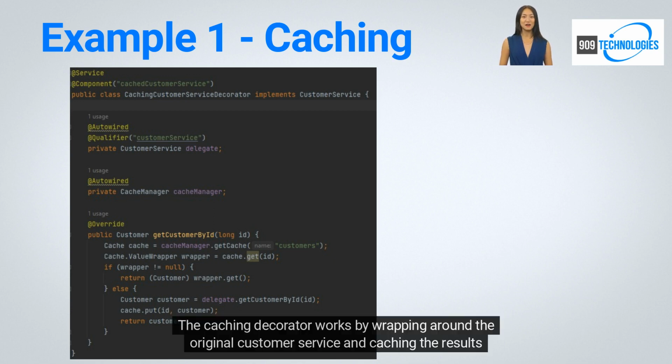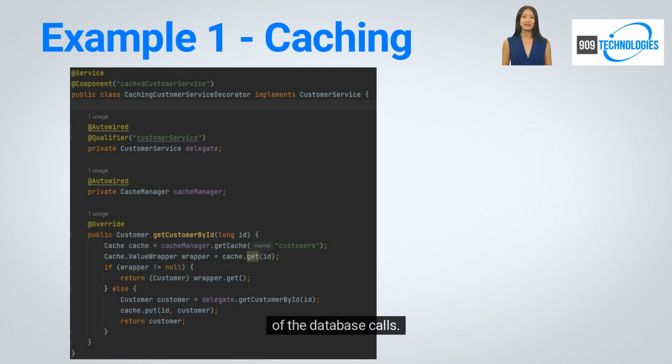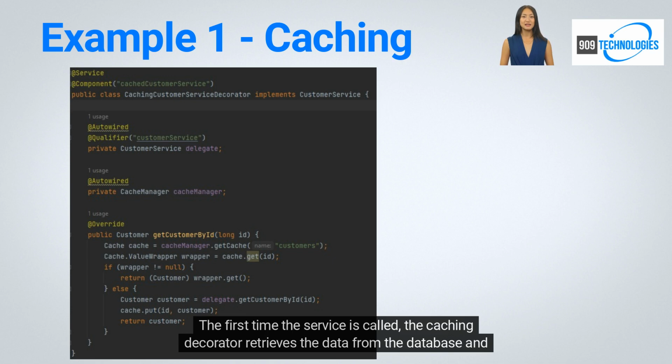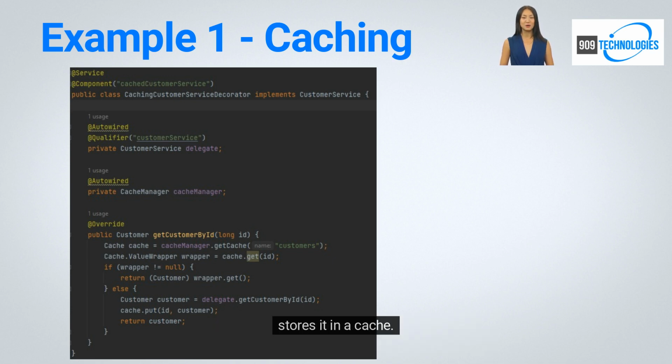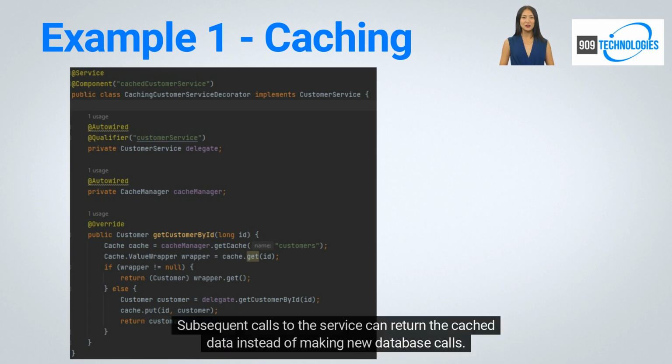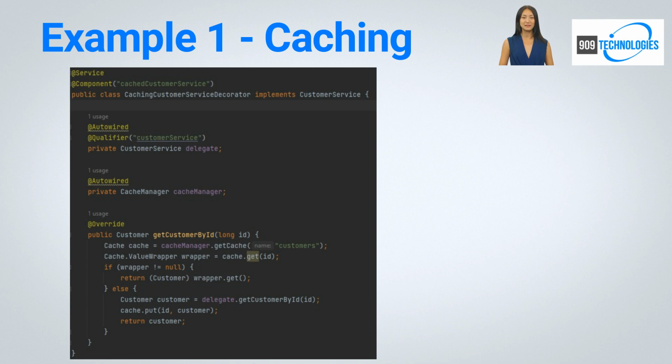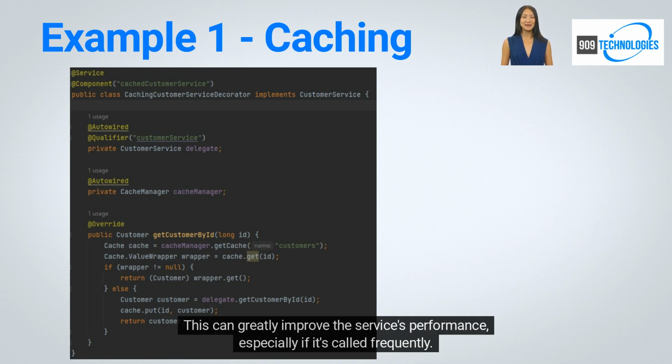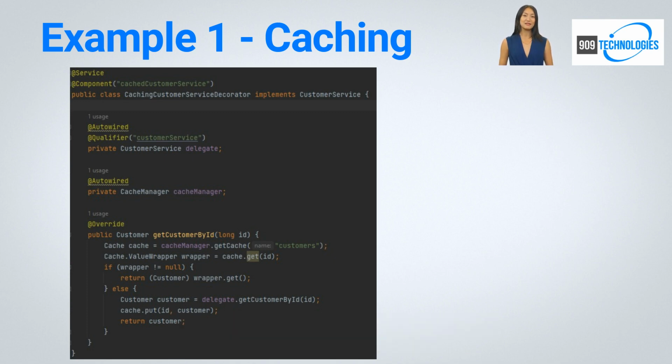The caching decorator works by wrapping around the original customer service and caching the results of the database calls. The first time the service is called, the caching decorator retrieves the data from the database and stores it in a cache. Subsequent calls to the service can return the cached data instead of making new database calls. This can greatly improve the service's performance, especially if it's called frequently.